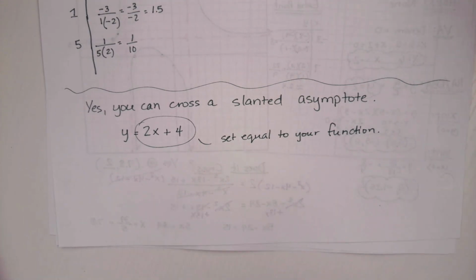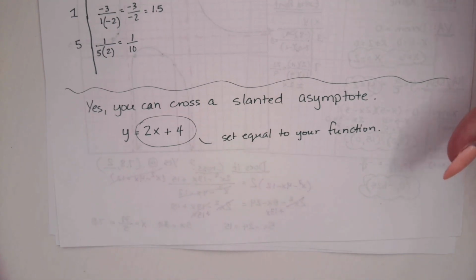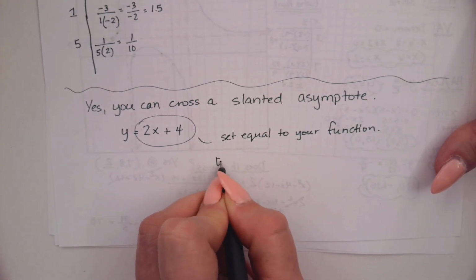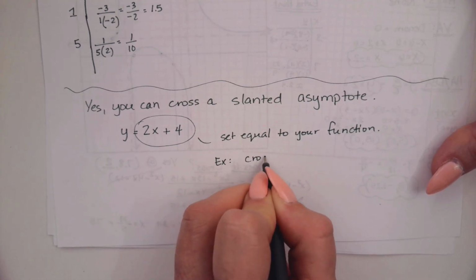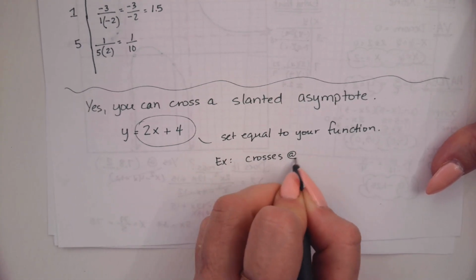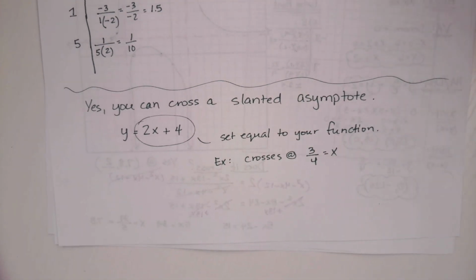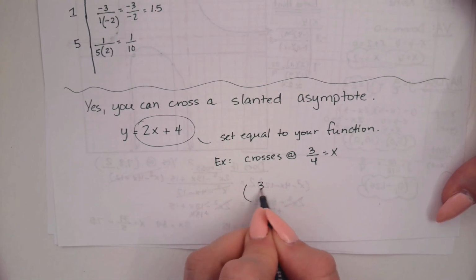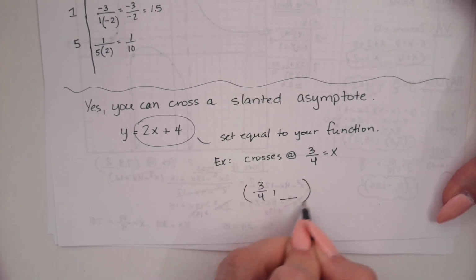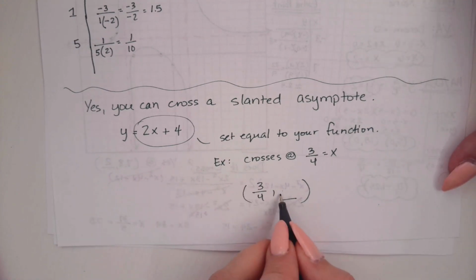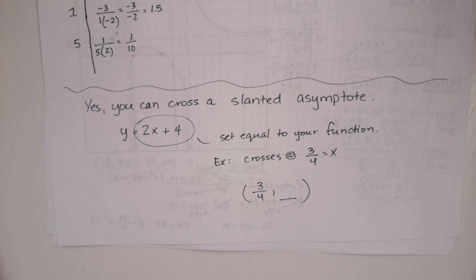So say we got a solution. Say we did all this math and we got a solution: yes, it crosses at x equals 3/4. How would we find the y value of where it crosses? I see a lot of people when they do this, they'll write 3/4 and then right here they'll write 2x plus 4. That's not a y value. How would I find the y value?